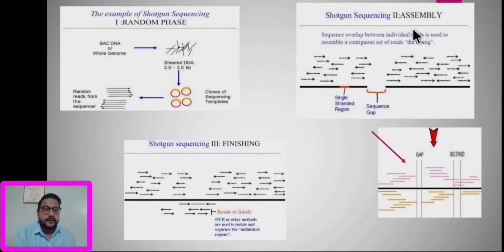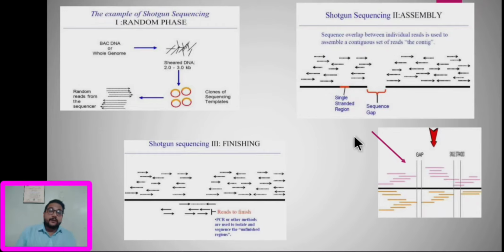Then the second step of shotgun sequencing is assembly. Here the sequence overlaps between the individual reads are used to assemble a contiguous set of reads, that is the contigs. This is a single stranded region, and this is a sequence map. Then the third step of shotgun sequencing is finishing. In this finishing, the reads are to be finished. PCR and other methods are used to isolate and sequence the unfinished regions, and this is the gap which is present in the sequencing.